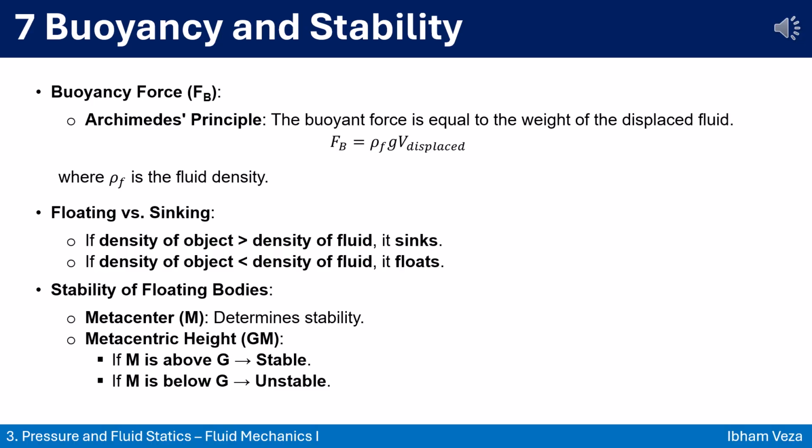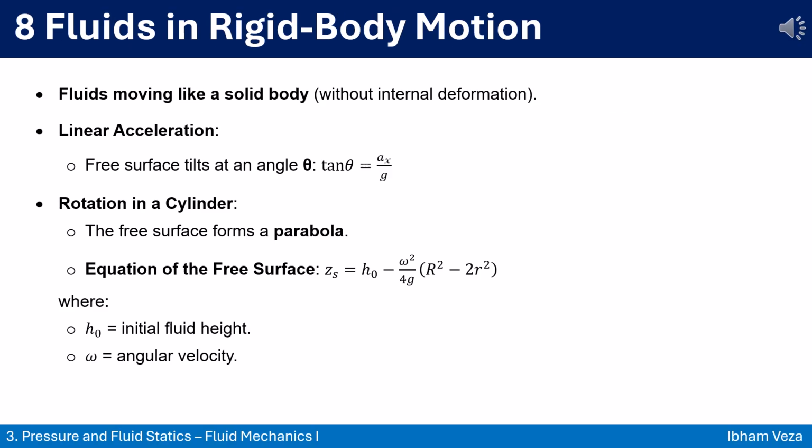Stability is just about how wobbly you are. The metacenter, M, tells you this. If M is higher than your center of gravity, G, you stay upright, stable. If M is lower than G, you tip over, unstable. Simple density checks tell you float or sink, and metacenter checks tell you stable or unstable. Keep it that clear.